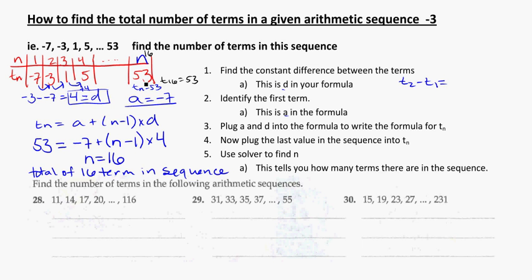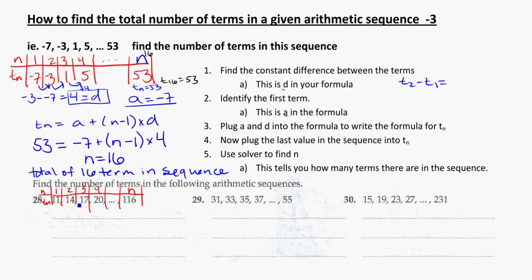Okay, so feel free to stop there, but if you want another example, I'll go through one more. Again, find the number of terms, so the total number of terms in the sequence. The first term here is 11. The last term here, which we don't know, is 116. So if you want to, we can kind of draw on our table on here. First term, second term, third term, fourth term. And then some term I don't know, n, I don't know what it is.